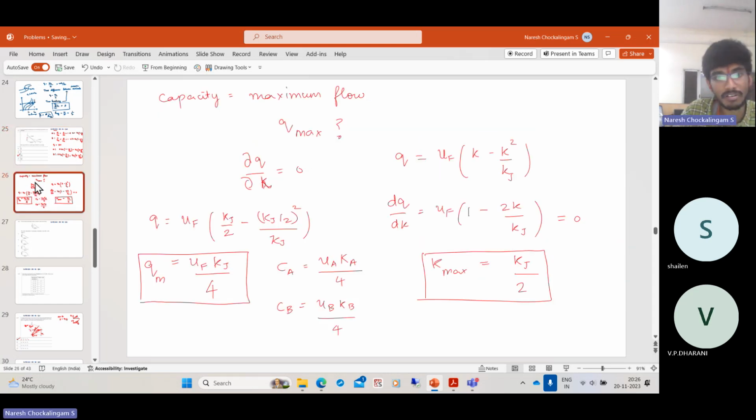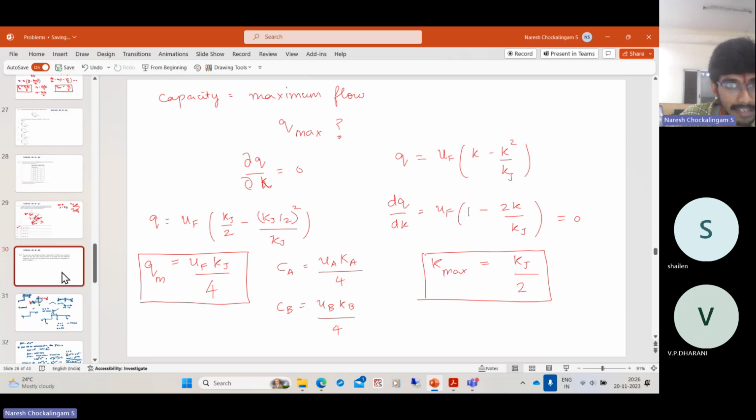Again, most of the time, you can remember this formula. If you have a linear relationship, maximum flow will happen at jam density by 2, and the capacity is free flow speed multiplied by jam density by 4. So these two you can use for multiple questions.